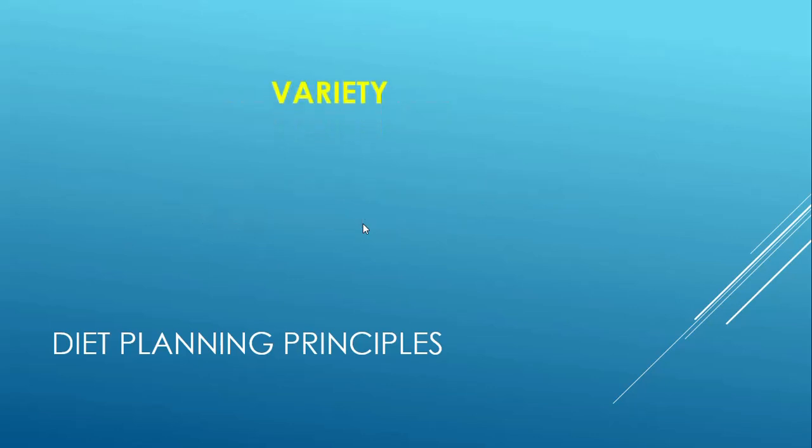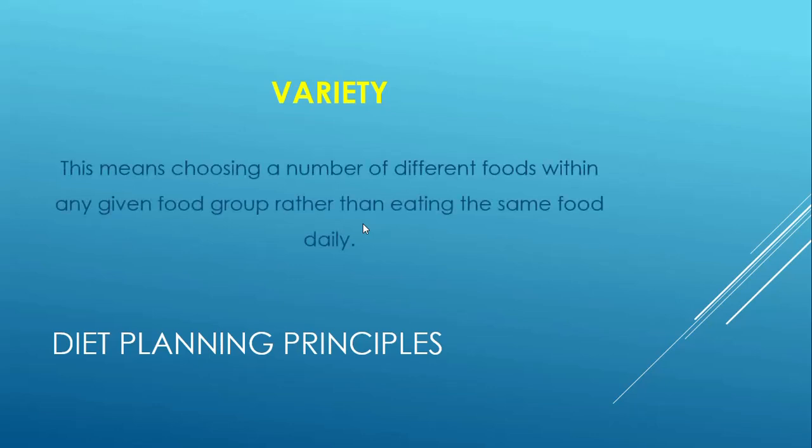And finally, the last principle is variety. Now for variety, it means that you're choosing a number of different foods within a given food group. For example, we have a food group for maybe tubers. So for tubers, we'll ensure that you're not consuming maybe sweet potatoes every other day. We have a variety of tubers. We have cassava, we have potatoes, we have arrowroots and all that. So if today we gave you arrowroots, tomorrow we give you cassava, the other day we give you something else. So we are choosing a number of foods from the same food group.